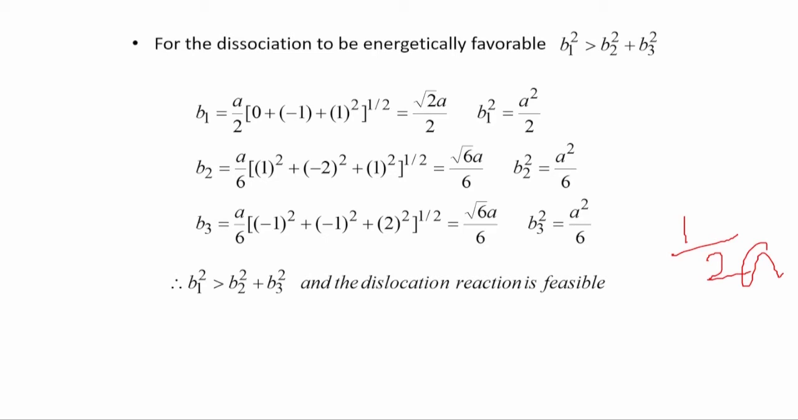It is b1 equal to a by 2 times the root over of the components given, 0, minus 1 and 1 squared. From here we find root 2 a by 2 is the magnitude of the Burgers vector, and the square of this is basically a square by 2. Now similarly we can find out the magnitudes of the Burgers vectors b2 and b3 in a similar way, and from there we can find b2 square and b3 square. If we check, we find that b1 square is actually greater than the summation of b2 square and b3 square. So this indicates that both checks are satisfied here, and we can say that the dislocation reaction is feasible in this case.